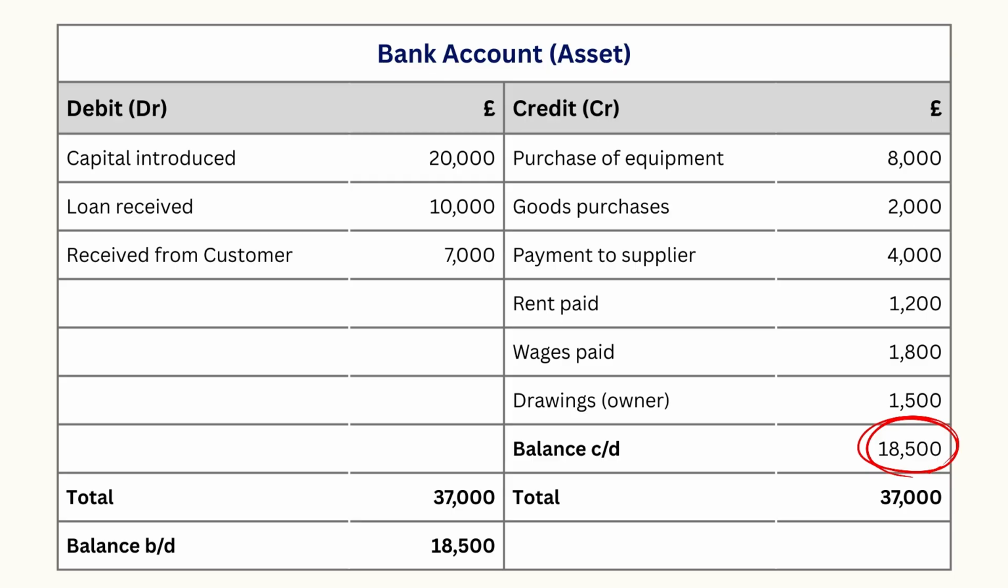The difference is £18,500. This is the balance carried down, placed on the credit side. And balance brought down opens it again at the start of the next period. This means the bank still has £18,500 left. This balance is what will appear in the trial balance.